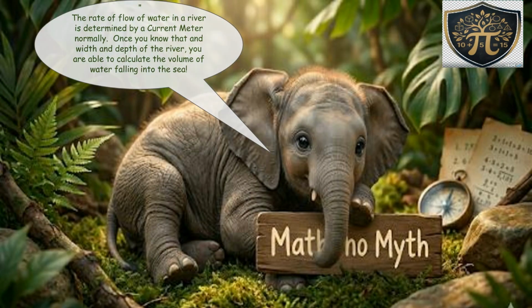Math, no myth. The rate of flow in a river is typically determined by a current meter. Knowing this rate, along with the width and depth, allows you to calculate the volume of water entering the sea.